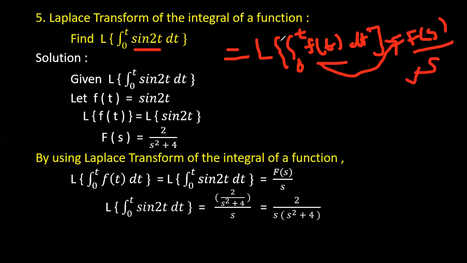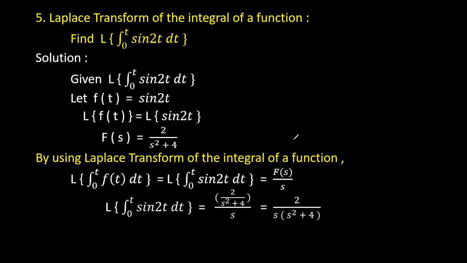Okay, so if you have 2 times integration, then it is s square. Then if you have 3 times integration, then you will have s cube. Okay, right. So here we will have only one time integration. So just f of s by s. First we have to evaluate the f of s. From the given equation, first we have to identify the f of t. What is f of t? Sin 2t. f of t is equal to sin 2t.